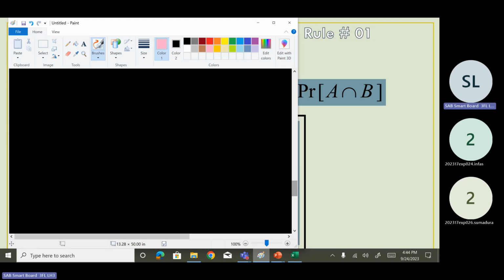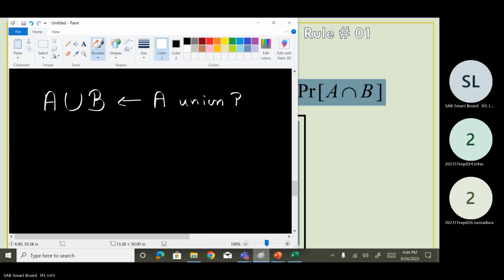See, if you have this expression, how do we read it? We read this as A union B. Here, no probability is involved, so this is A union B.